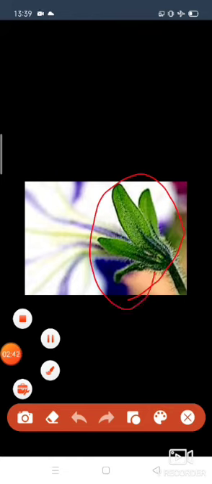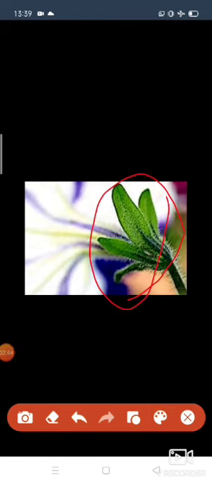So look here, children, what do you mean by sepals? Sepals are the outermost part of the flower, which consist of green leaf structures. Look here. This is what we call a sepal. It is the outermost part of a flower, which is green in color, and its structure is like a leaf.